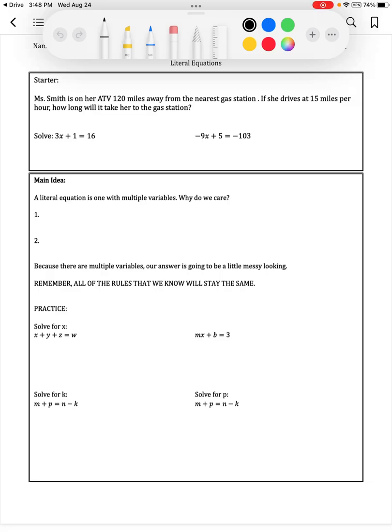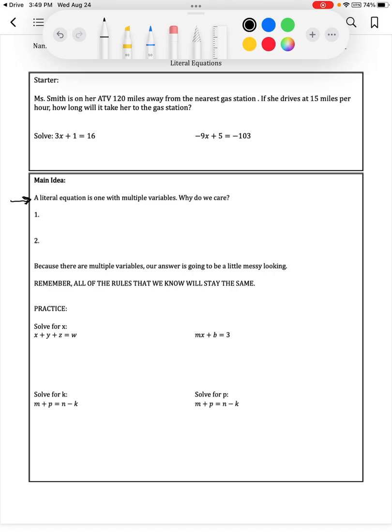All right. Today we're going to be talking about literal equations. Literal equations are kind of different than anything you've probably seen before. However, I think it's something that we can all achieve. You'll notice here we have our main idea. A literal equation is one with multiple variables.